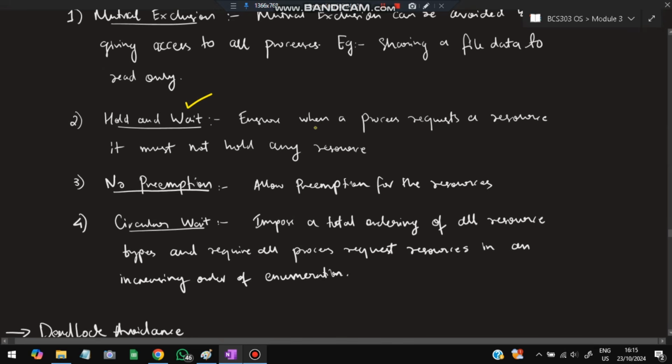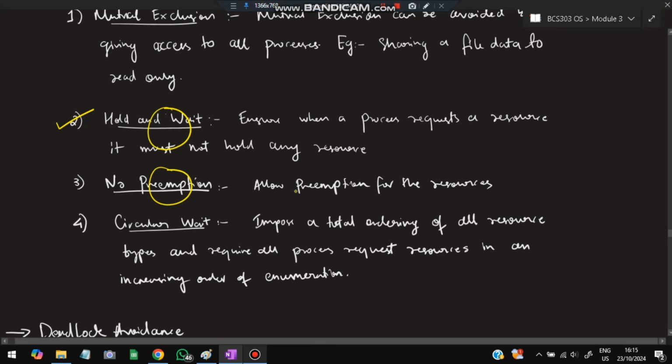Next is hold and wait. Ensure that when a process P1 wants to request, P1 should not have any held data. If it has held data, it should not be allowed to request. If it does not have held data, then only it should be allowed to request another resource. Okay, that can be used for making the condition not met.